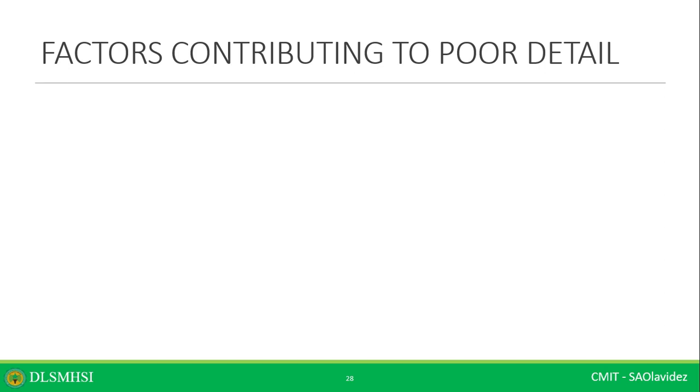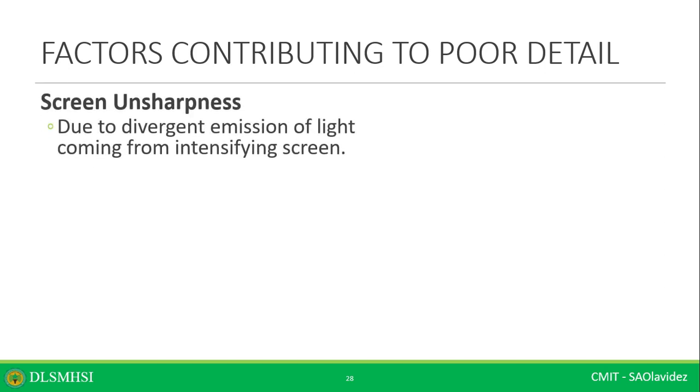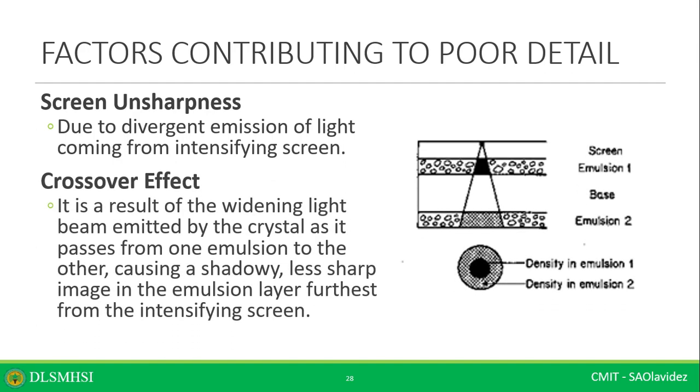Factors that may affect detail are the following. First is the screen unsharpness, which is due to the divergent emission of light coming from the intensifying screen, which we have already discussed in detail. The next is the crossover, which is the result of the use of two intensifying screens with two layers of emulsion. The widening light beam emitted by the crystal causes a shadowy, less sharp image in the emulsion layer furthest from the intensifying screen as it passes from one emulsion to another.